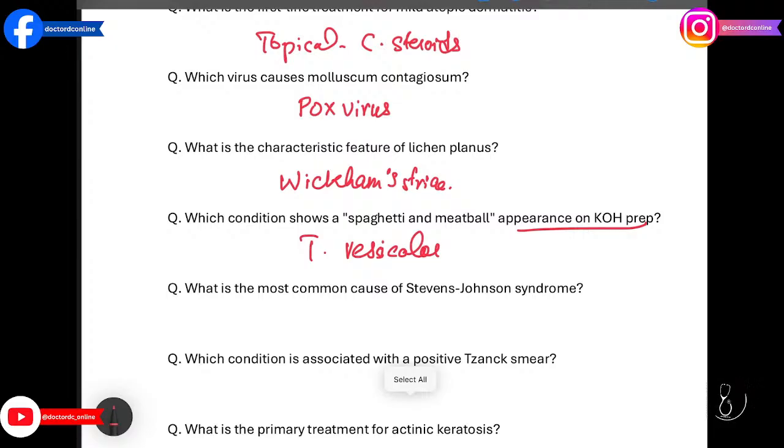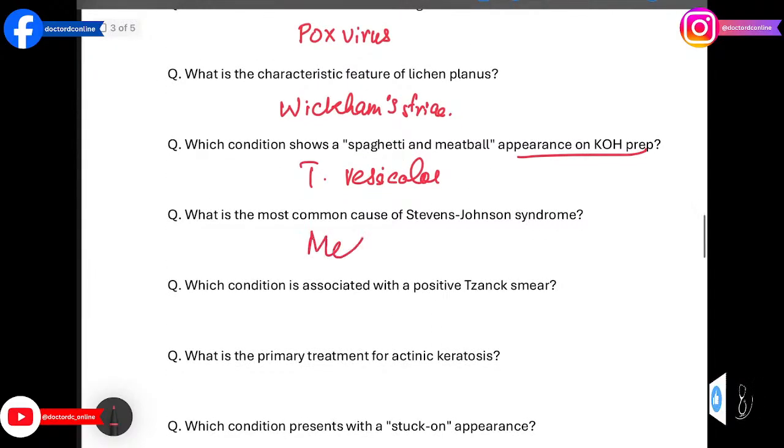What is the most common cause of Stevens-Johnson syndrome? Medications. Drugs like sulfonamides trigger this severe mucocutaneous reaction.